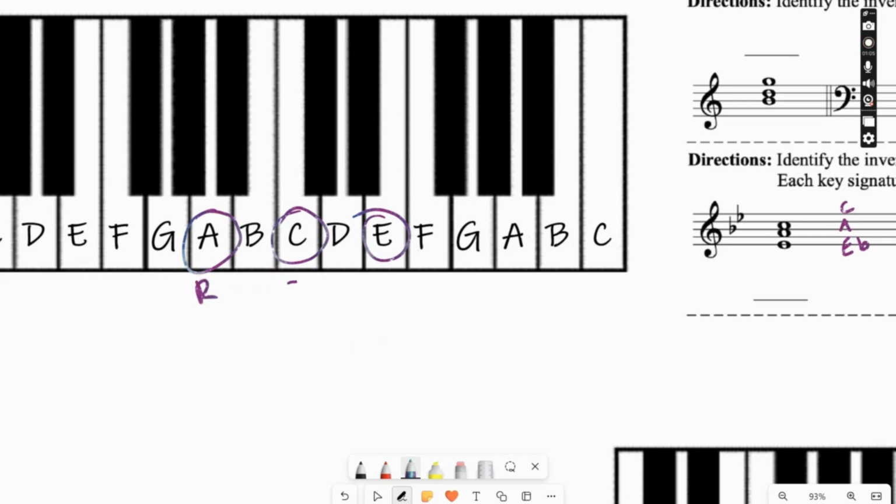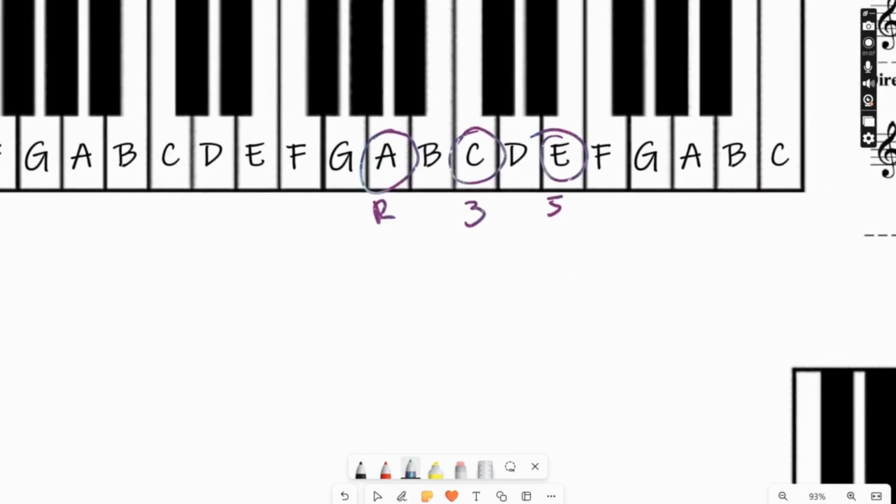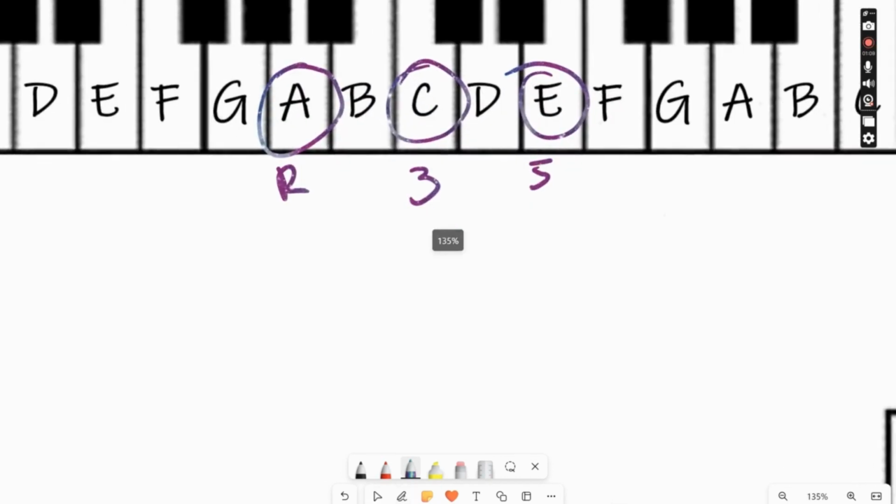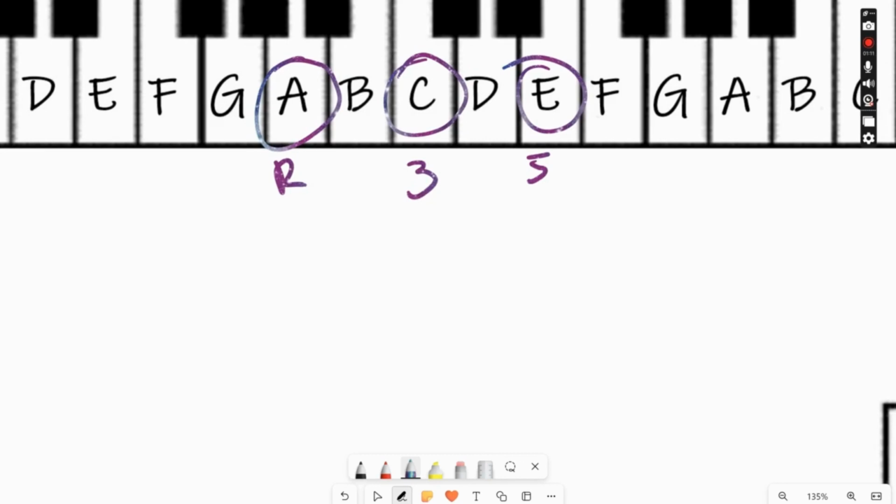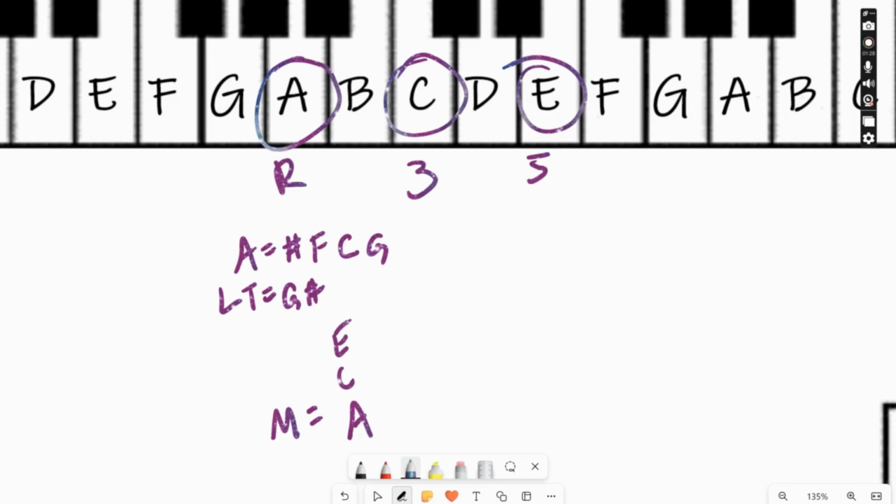So that's my root, third, fifth, and now I'm going to figure out the chord quality by looking at the major key of the root, A. So A major has sharps in it, so I need the leading tone, which is G sharp. Then I go to my order of sharps, go to the leading tone and stop. It's F, C, G. So the major triad is A, some kind of C, and some kind of E. Now we'll look in the key signature. Are there any C's and E's? Yes, there's a C sharp.